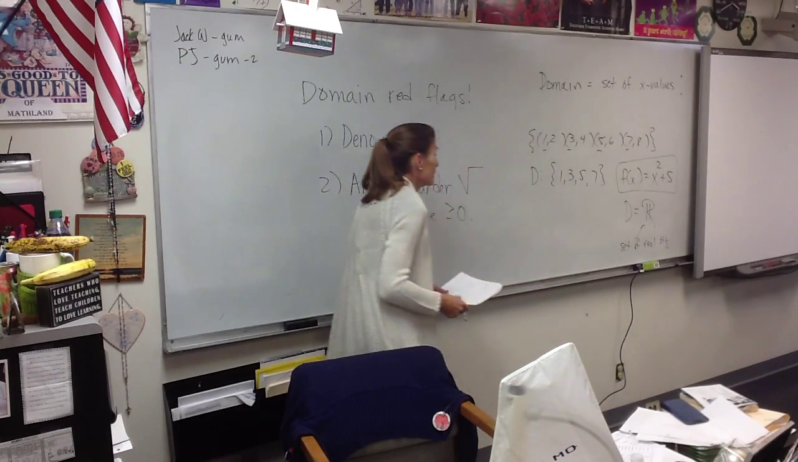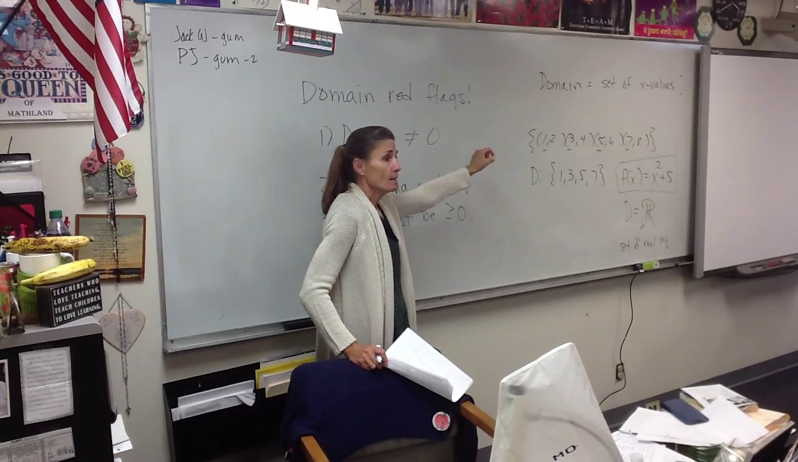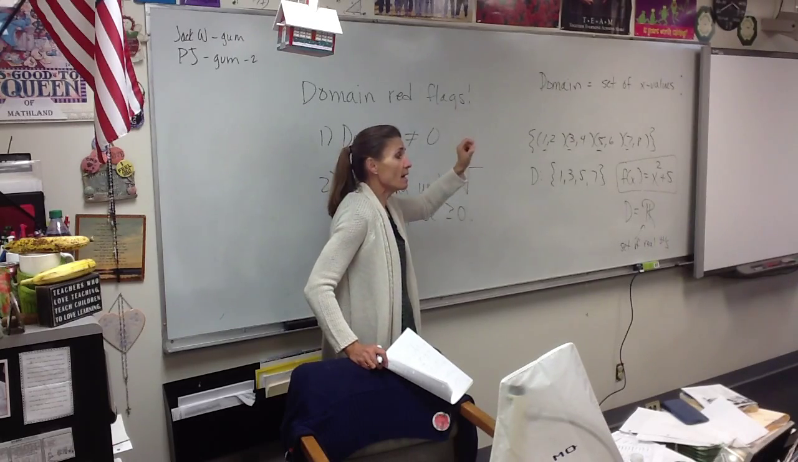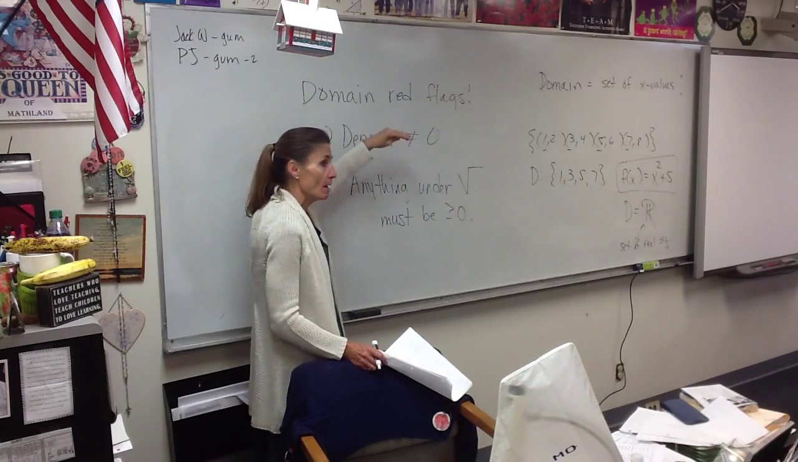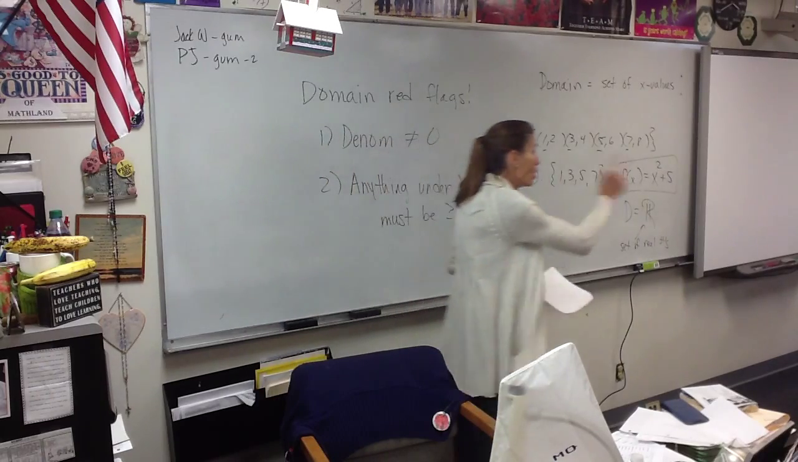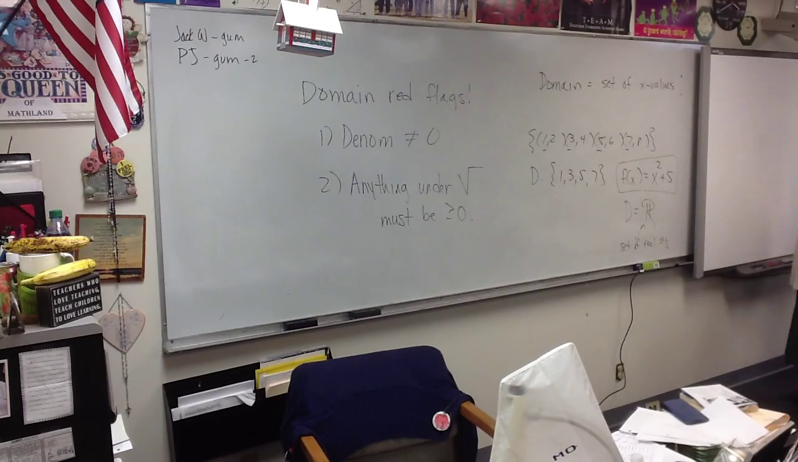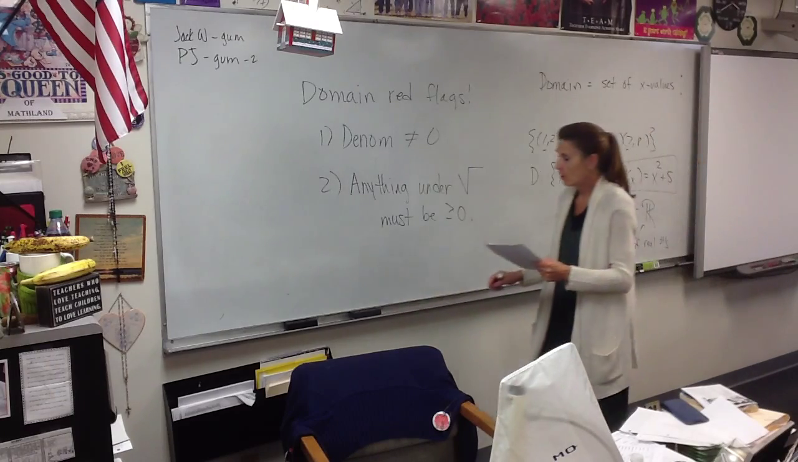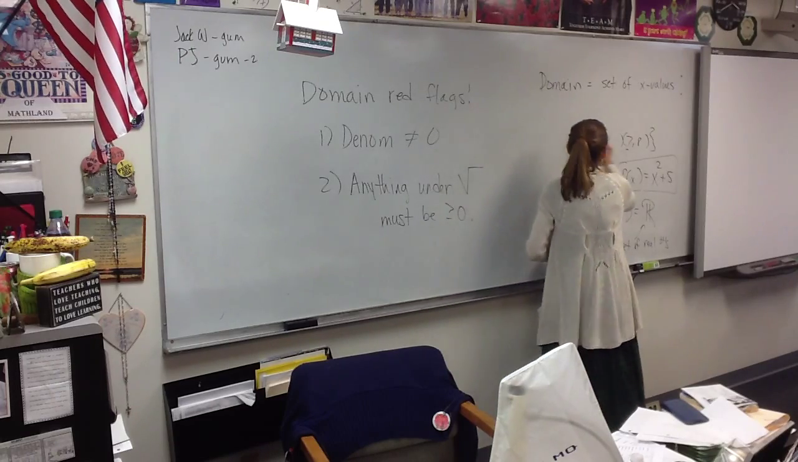All right, my bad. Okay, so we got a set of real numbers as our domain because we do not have what? What do we not have? A fraction or a radical? No fraction, no radical, no issues. Okay, so now we look at problem B. Looking at B. Oh, shoot. What do we have in problem B?